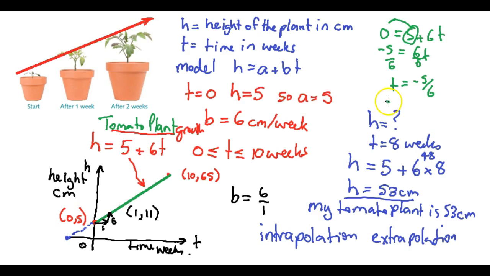Now, extrapolation is not as reliable. And if we use our common sense, we could probably think, okay, when things are initially growing, they probably don't grow at a linear rate. They probably grow faster than that. And so when we do extrapolation, there is a bit of risk about the validity of our prediction.